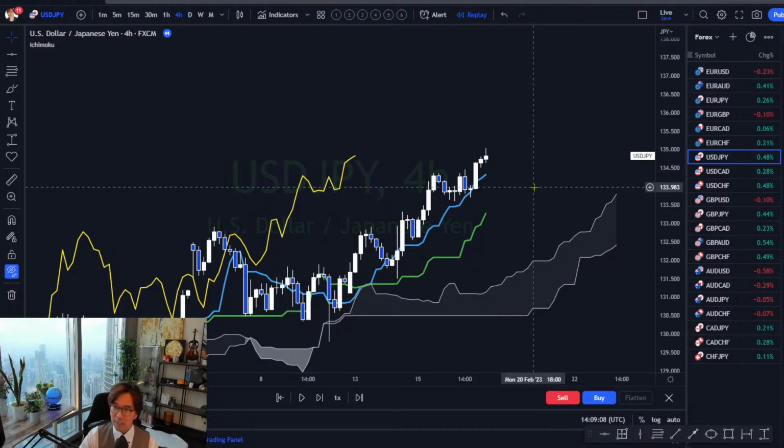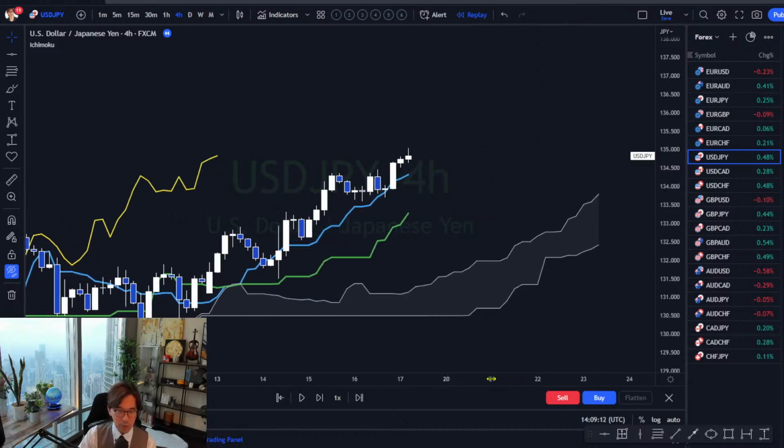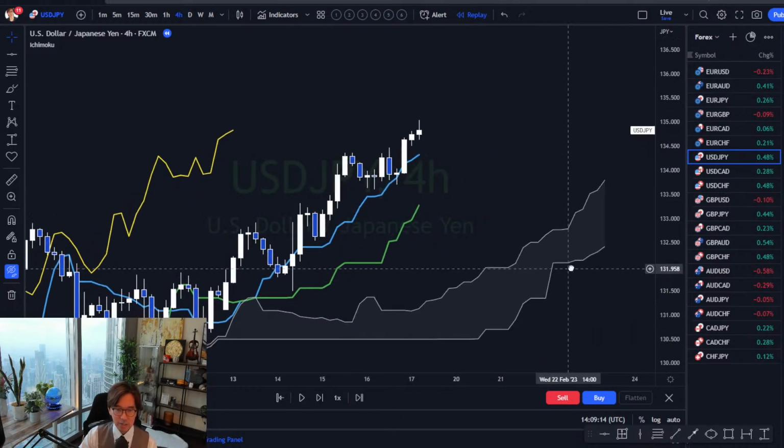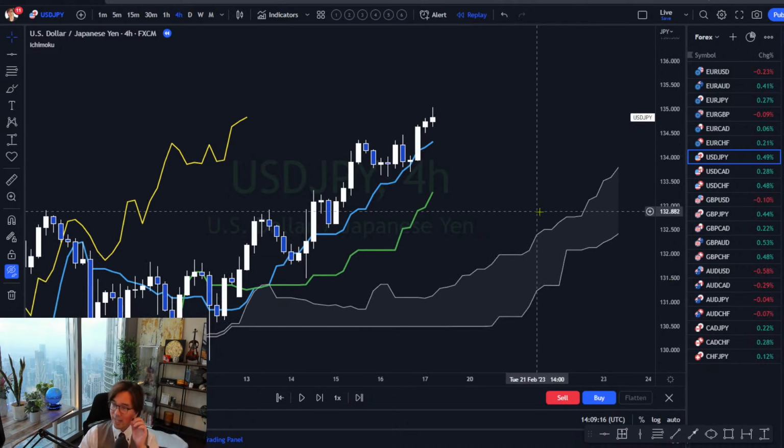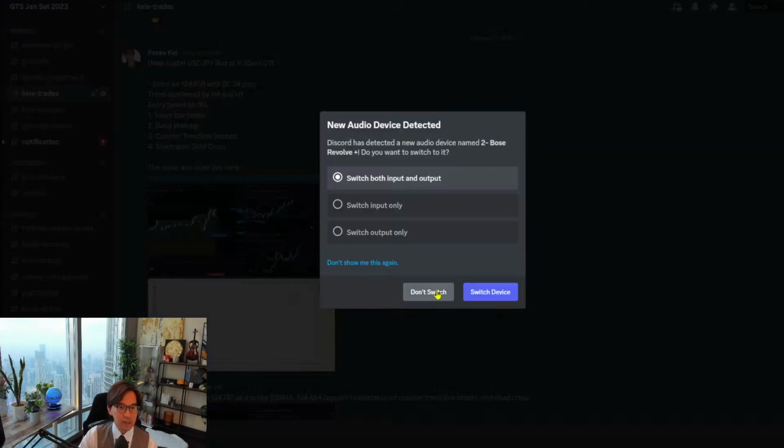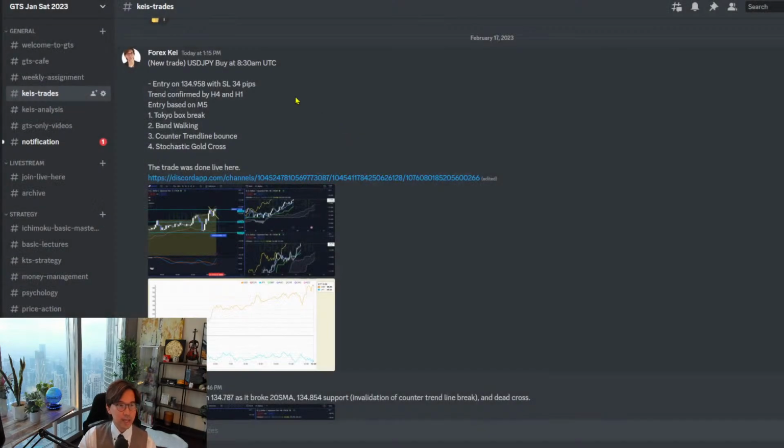And I actually have the screenshot from when I took the trade. So from now, let me show the screenshot to you and explain what I was seeing when I took the trade. Here is the Discord group, and I took the trade USDJPY buy at 8:30 a.m. UTC.